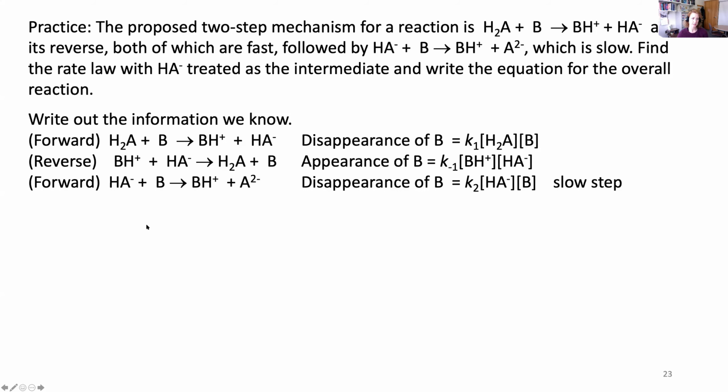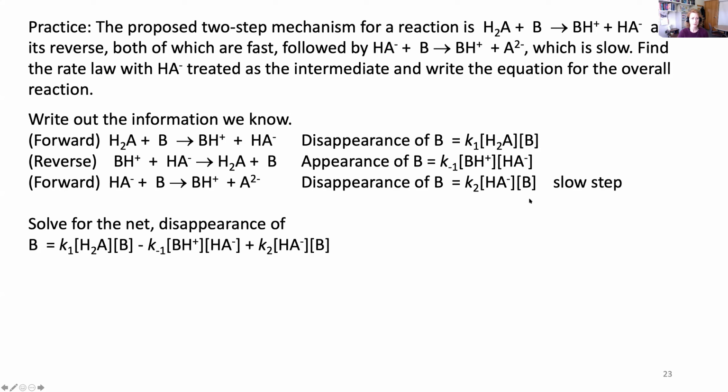So our slow step is this second step where I have HA minus plus B goes to BH plus plus A2 minus. So this is our slow step, which is K2 HA minus times B concentration. So we have to get rid of this HA minus in order to determine our rate. So for the net disappearance of B, we have K1 H2A B, which is our disappearance of B, and then minus K minus 1 BH plus times A, that's our appearance of B, and then plus our K2 HA minus B, which is our disappearance of B. So here's our disappearance of B, here's our appearance of B, plus minus plus.